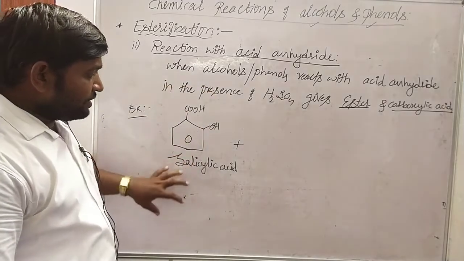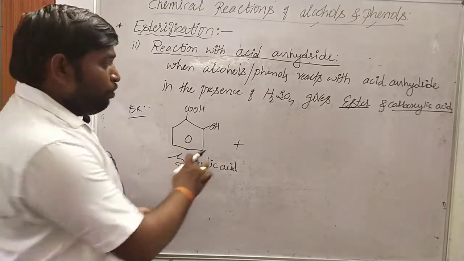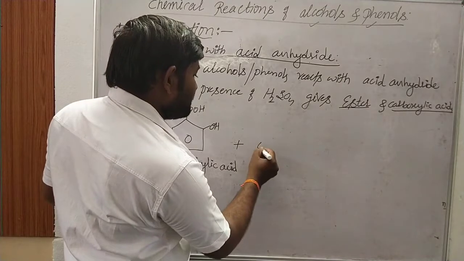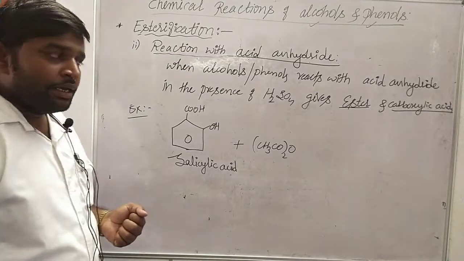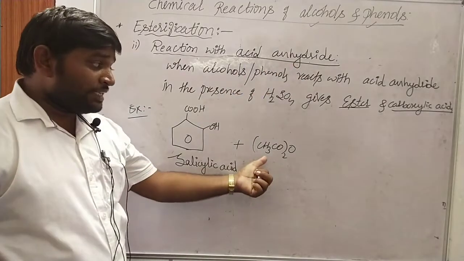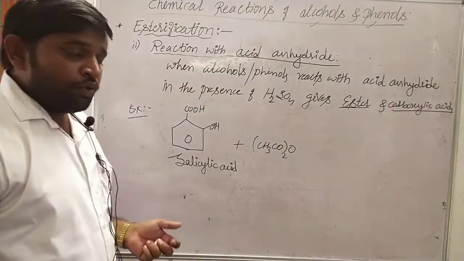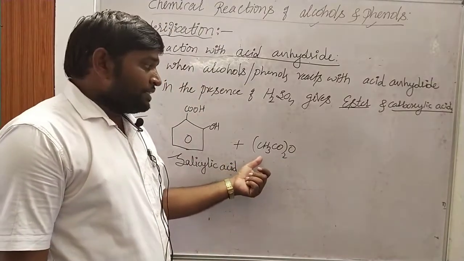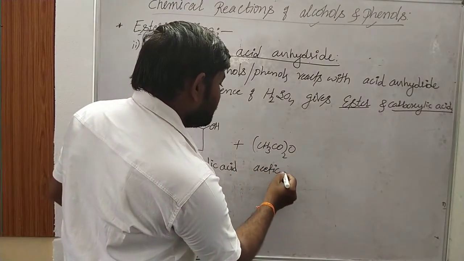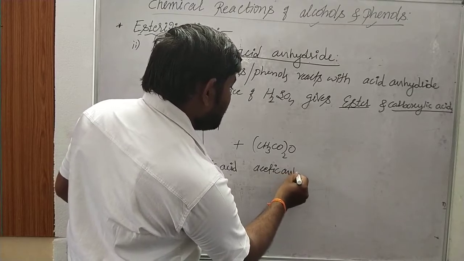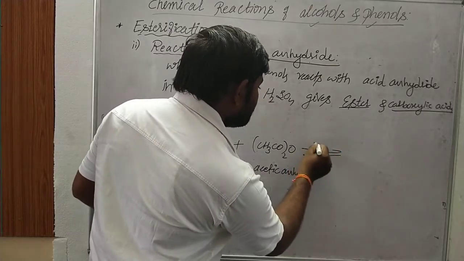When this phenol, salicylic acid, which is a derivative of phenols, reacts with CH3CO twice O, it is not acid chloride, it is acid anhydride. So what is the name of this molecule? Acetic anhydride. So what happens in the presence of sulfuric acid?